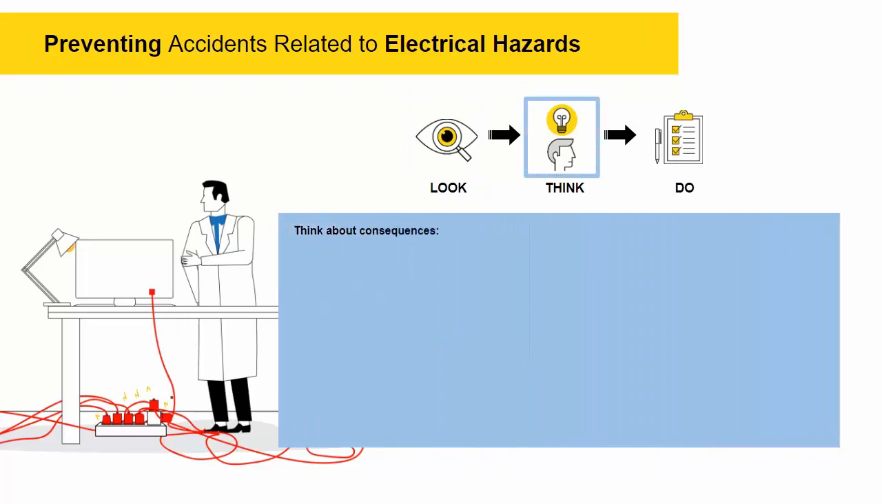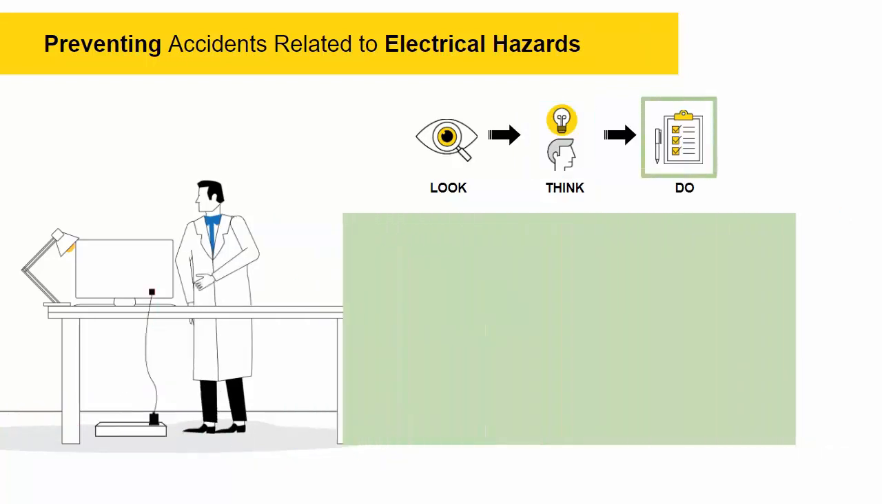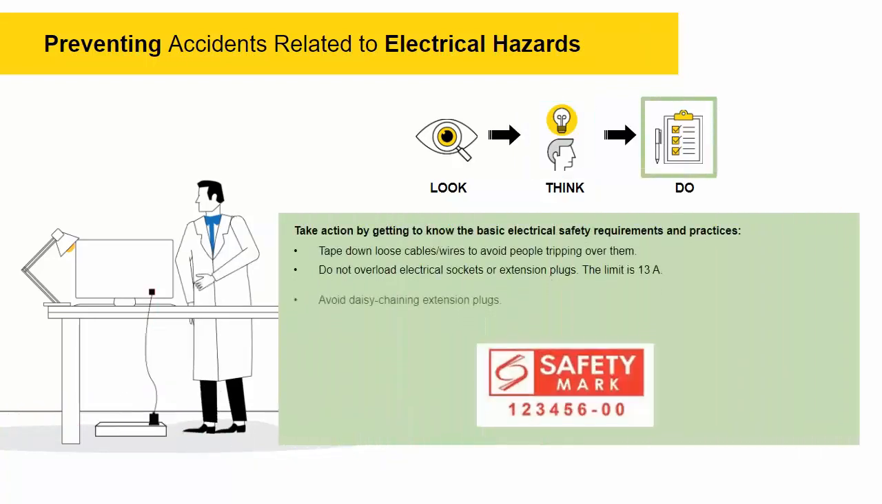Kevin should think about the consequences of these electrical hazards. We all know that electricity, when not handled properly, can cause electrocution or fire that may result in the loss of life or property damage. Knowing the serious consequences, Kevin should take appropriate actions to reduce the risk of accidents from the electrical hazards. Likewise, you should also be aware of these basic electrical safety requirements and practices.